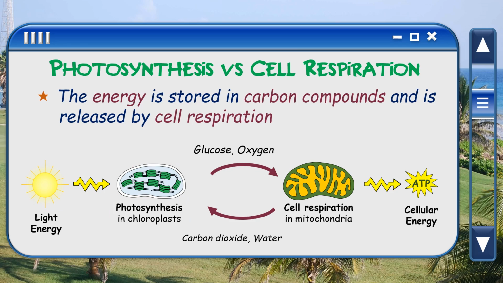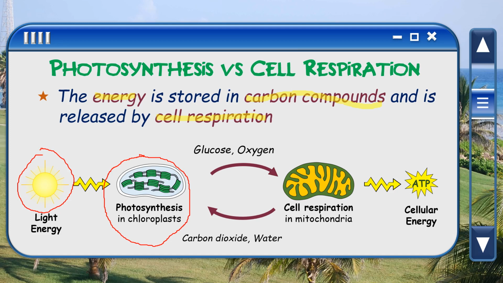Now the energy is stored in carbohydrates. That energy is stored in carbohydrates and is released by cell respiration. We have seen that the energy coming from the sun is converted into chemical energy in the chloroplast. Now it is this energy, stored in the carbon compounds, that is going to be released by cell respiration.